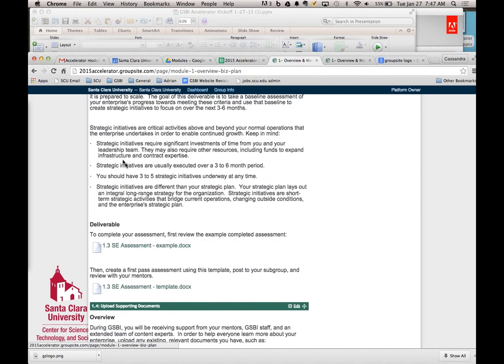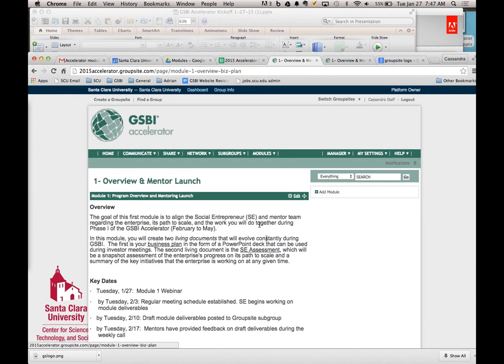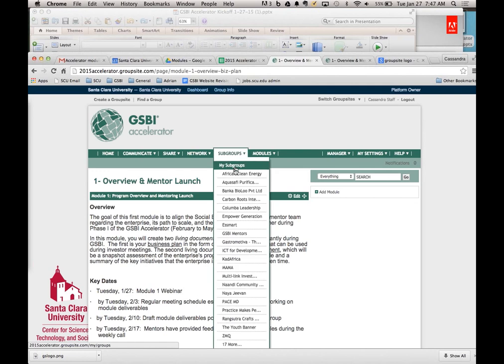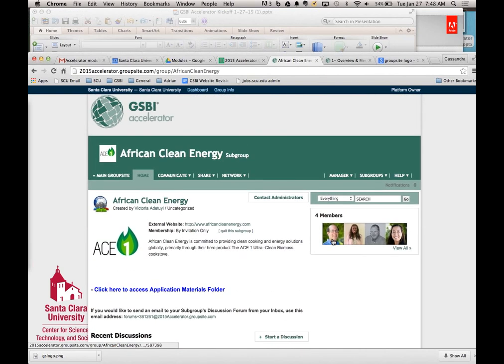And then 1.3, here's the SE assessment example that's filled out, and then a blank one for you and your mentors to work through. Now, where you're going to put all of your information is within your subgroup. So here is a drop-down, and you'll see in my drop-down I see everybody's because I have access to all of them. But when you hover over this subgroup navigation bar, you're going to only see yours. So Judith, I'm going to go into African Clean Energy, and it's pretty empty right now. It just has Andy's picture, my picture, Steve, and Victoria. We're all working here, and that's why we all have access to this, is because we help create the site.